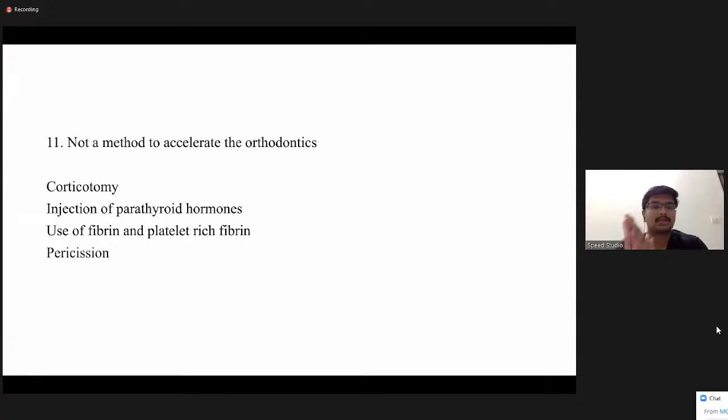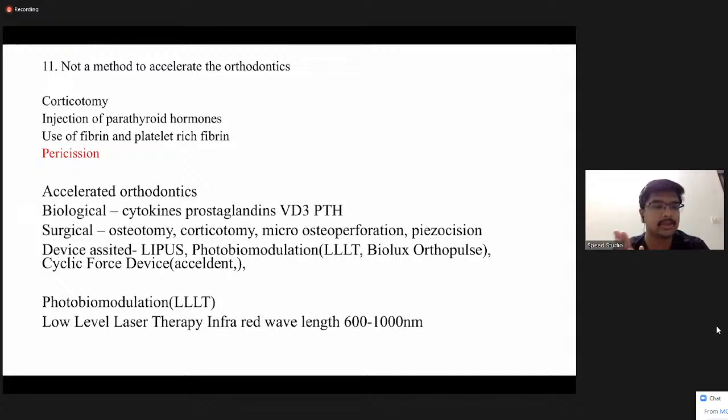This is another question that was given to me with incomplete options. Which of the following is not a method to accelerate orthodontics? The options are corticotomy, injection of parathyroid hormone, use of platelet-rich fibrin, and piezocision. This will be an odd one out, where piezocision is the odd man out, while the other three options are very widely used towards accelerating orthodontic treatment.